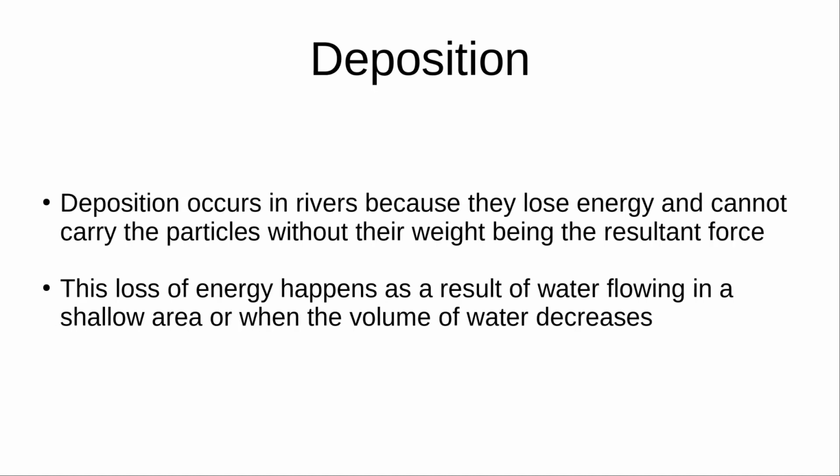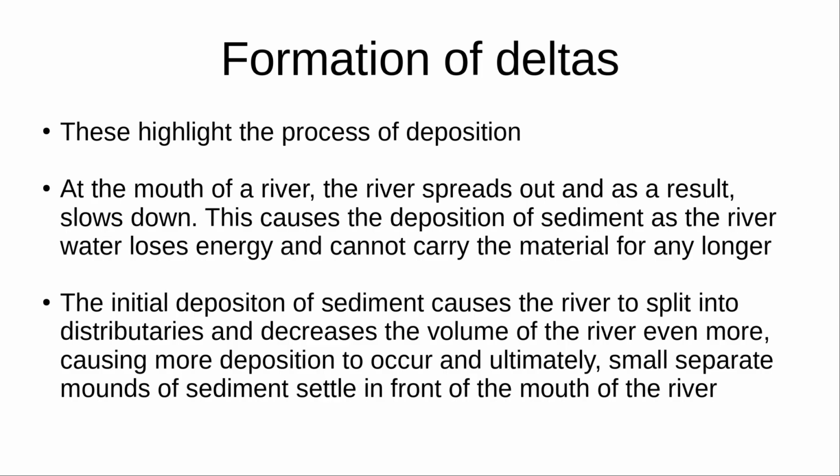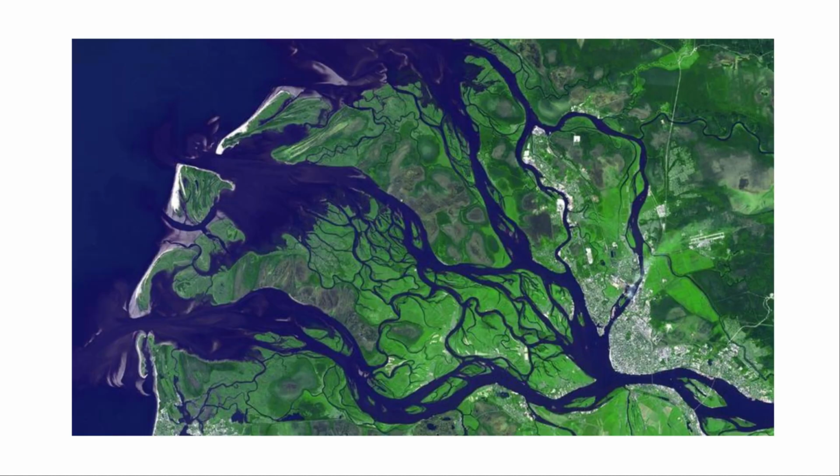Rivers deposit sediment mainly because they lose energy, which happens as a result of water flowing in a shallow area, or when the volume of water decreases. This can be highlighted with the formation of deltas, where the mouth of the river spreads out and slows down, initiating the deposition of sediment, which leads to the river splitting into distributaries and decreasing the volume of the river even more, causing more deposition to occur. Ultimately, small separate mounds of sediment settle in front of the mouth of the river.